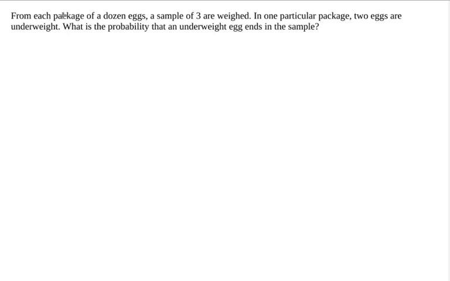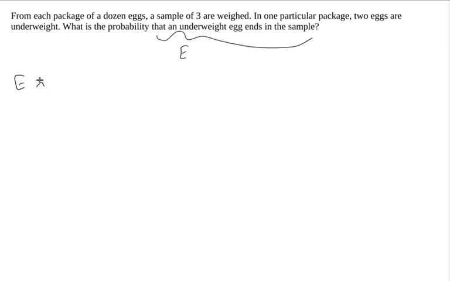So, only 3 eggs are sampled from each of these dozen, and they're trying to figure out what's the probability that we get one of those 2 bad eggs when we sample the 3. All right, so the probability that an underweight egg ends up in the sample, or the event that an underweight egg ends up in the sample, is what I'm going to call E.